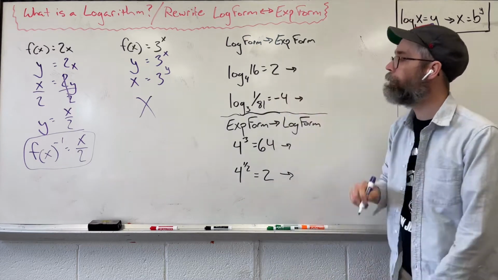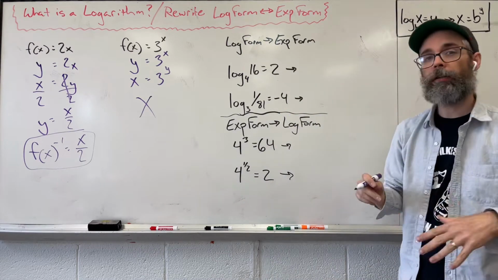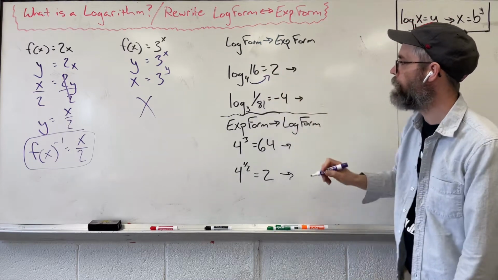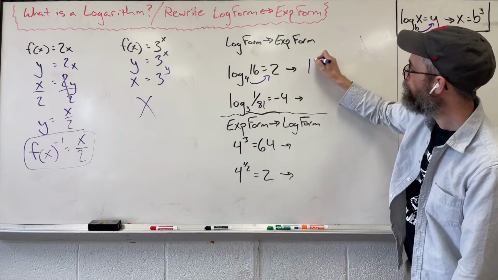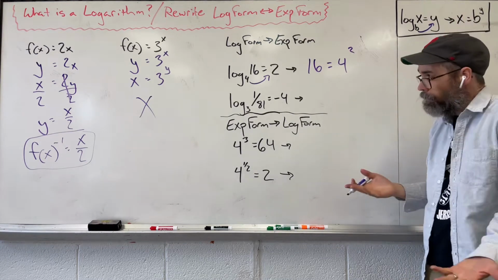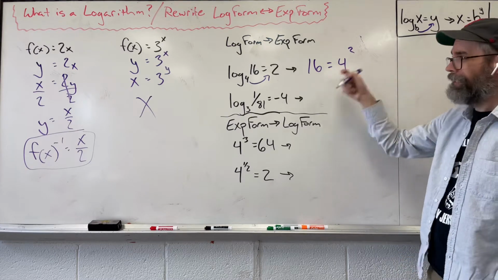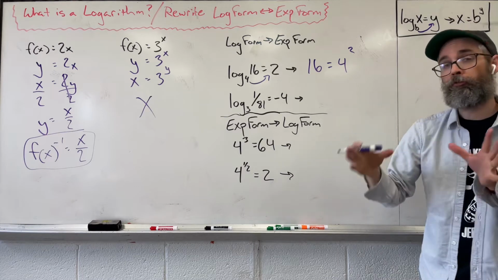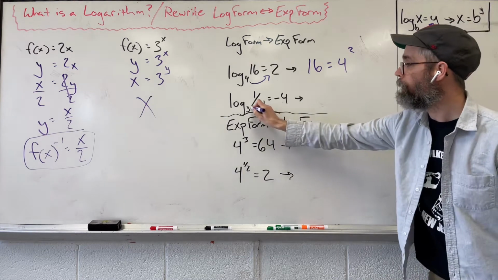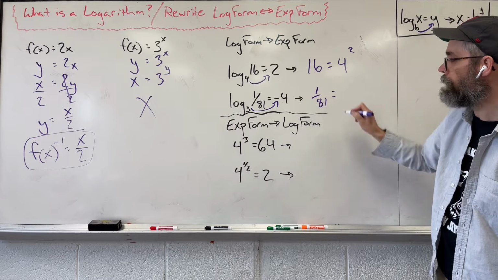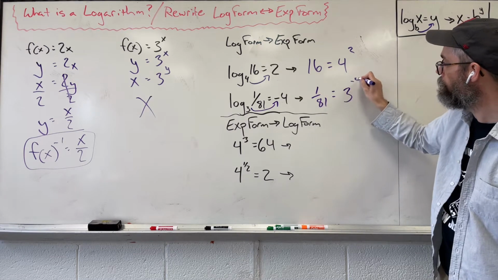So here's a problem. All I want to do is rewrite in a way that it looks like an exponent. So let's push that 4 over, ditch the log, and we say 16 equals 4 to the second power. Okay, 4 squared is 16. That's it. Again, all we're doing is just rewriting the problem. Let's do the same with the 3. Let's push it over. We're left with 1 over 81 equals 3 to the -4 power.